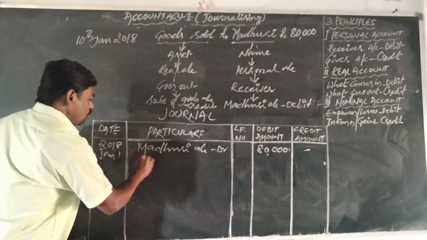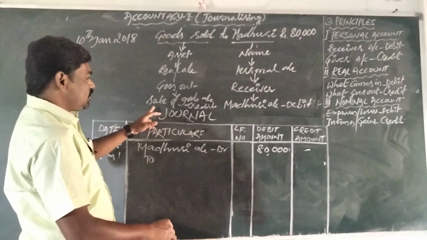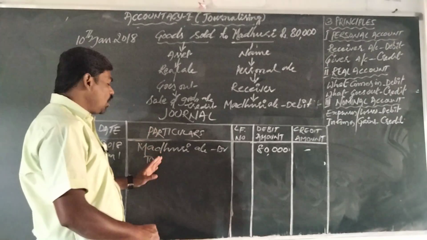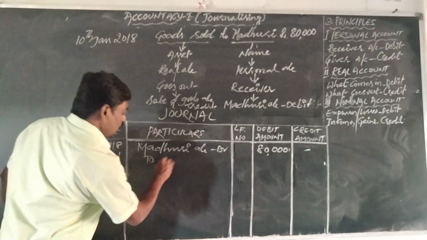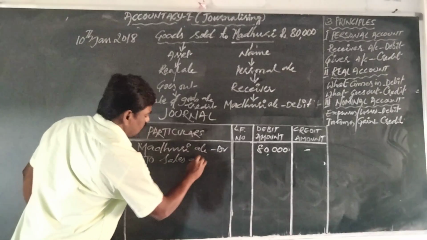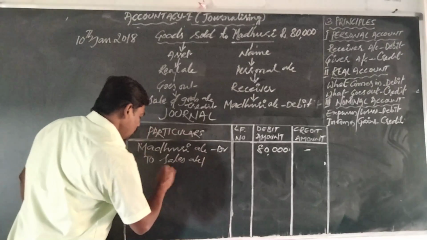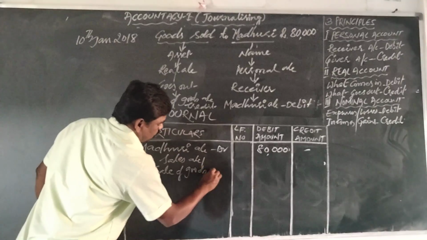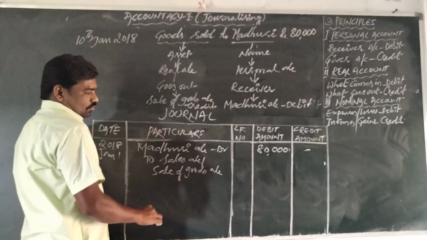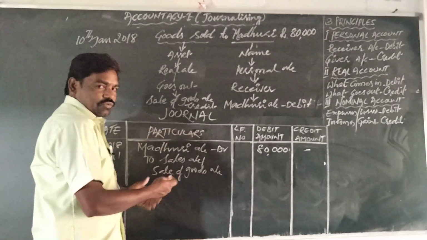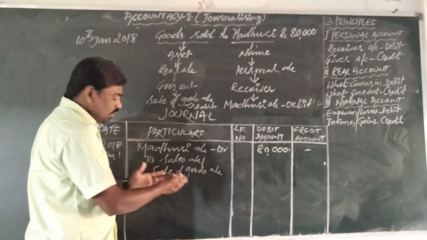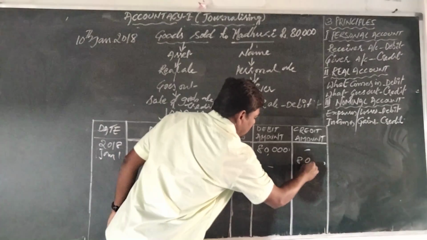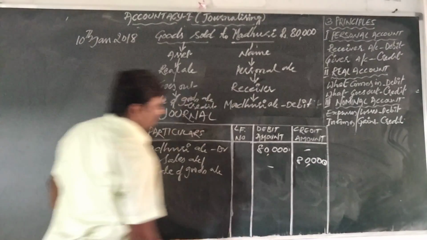Next, credit account. Which is the credit account here? Sale of goods. So here you can write either sale of goods account or sales account. Both are accepted. Against this account you can write rupees 80,000 in the credit column.